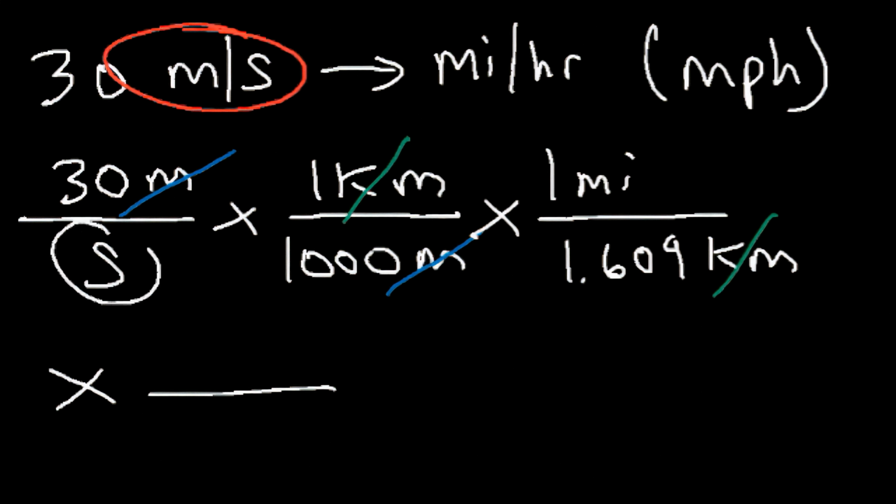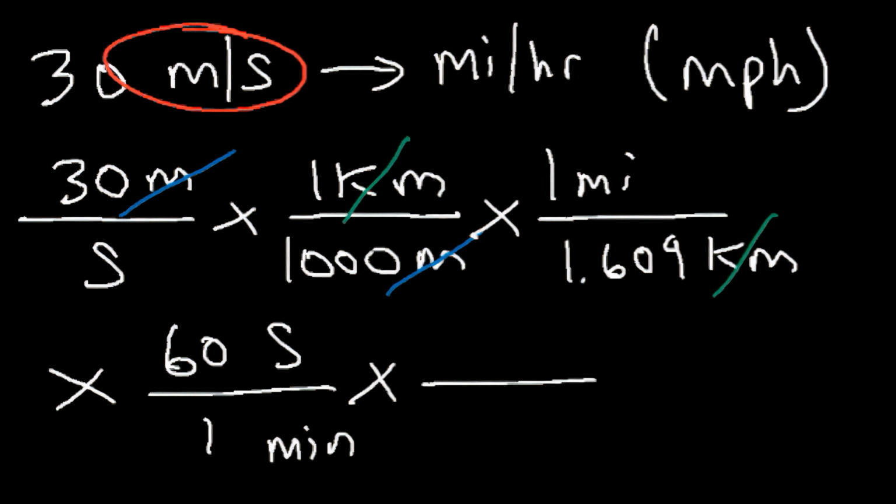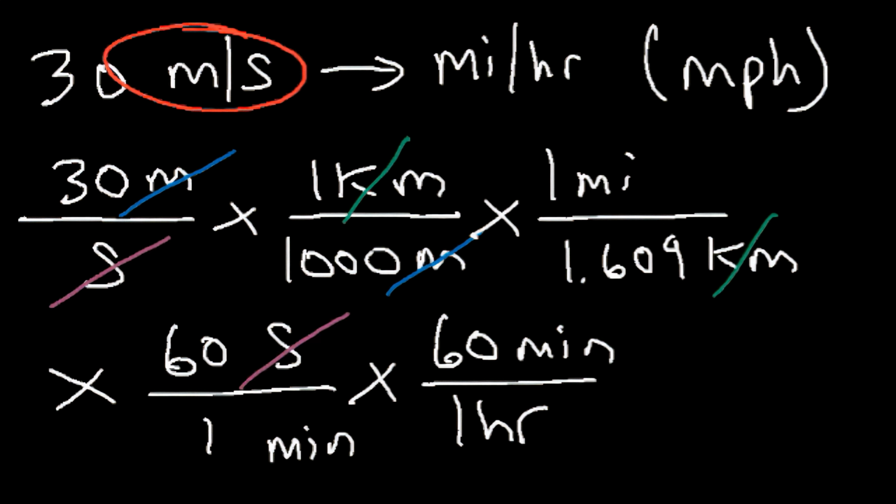So because we have the seconds on the bottom, it has to be on the top. Let's convert seconds into minutes. There's 60 seconds in 1 minute, and there's 60 minutes in a single hour. So the unit seconds cancel and minutes cancel. So now we can get the answer. So it's going to be 30 divided by 1,000 times 60, divided by 1.609 times another 60. So you should get 67.1 miles per hour.